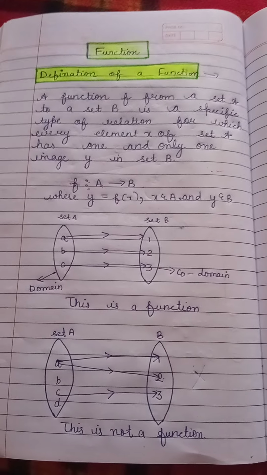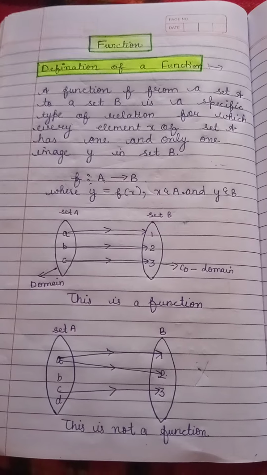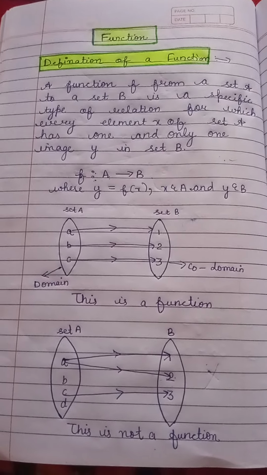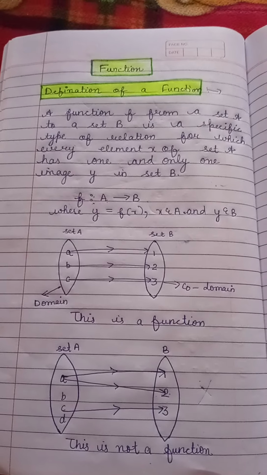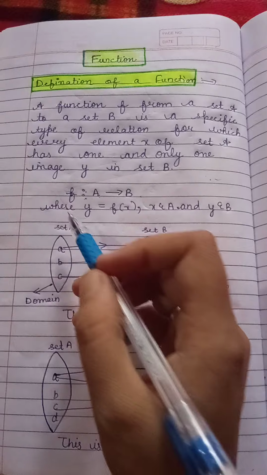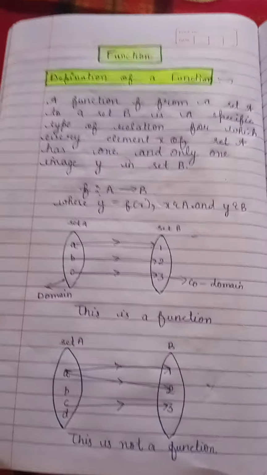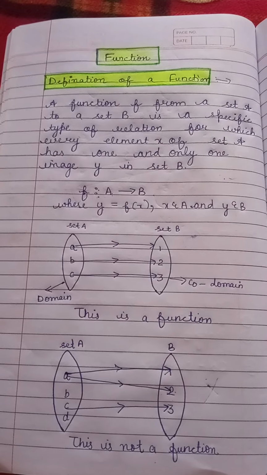Today we will discuss the topic function. The definition of a function: a function f from a set A to a set B is a specific type of relation for which every element x of set A has one and only one image in set B. Mathematically, we can write the definition of a function as f: A → B, where y = f(x), x belongs to A and y belongs to B.